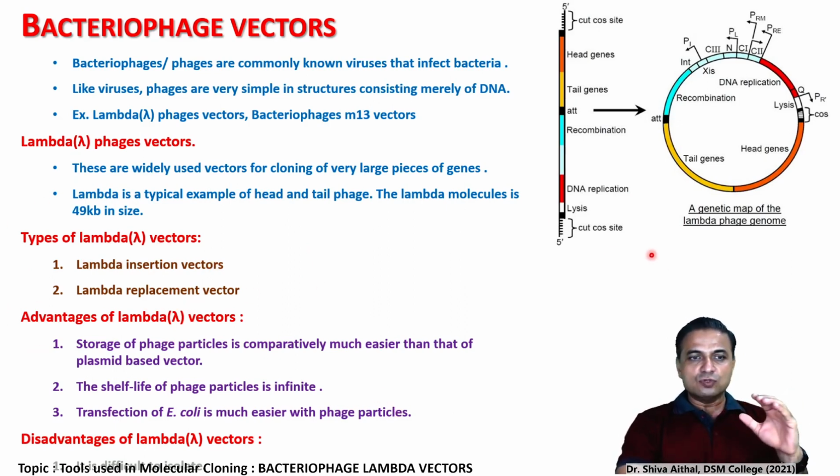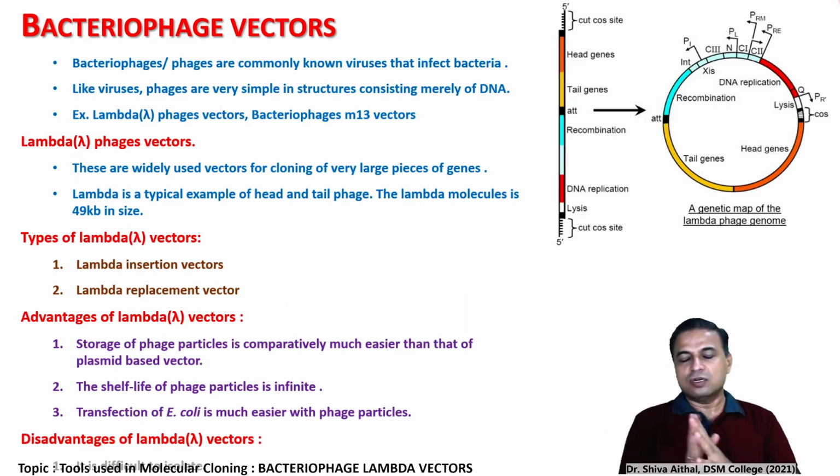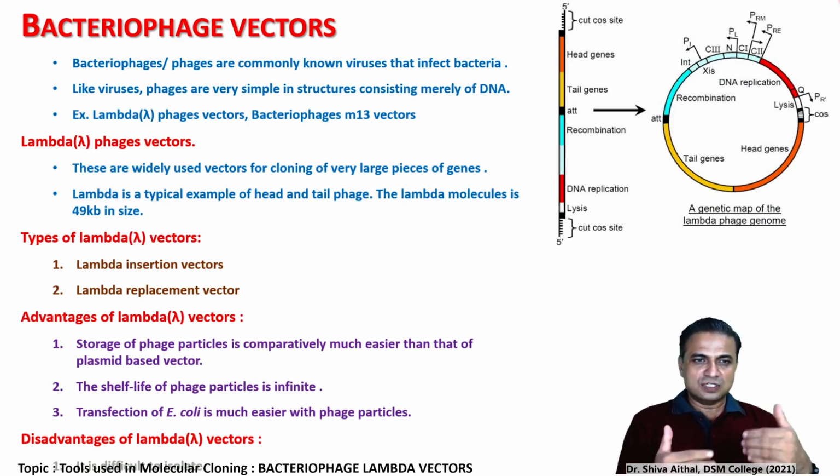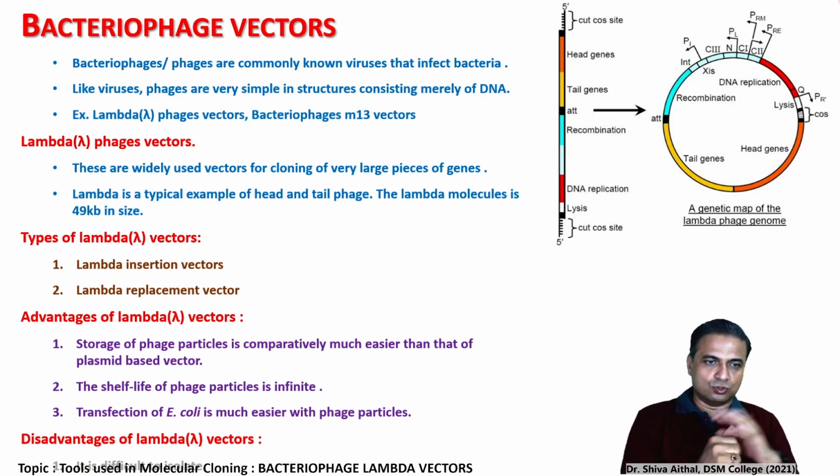The advantage of using lambda vectors as a tool for carrying your gene of interest is that the storage of phage particles is comparatively very easy as compared to plasmid based vectors. The storage of phage particles means you can store it on nutrient agar plates in the form of plaques. You can store it in liquid cultures using Escherichia coli or the bacterium as a host, and so on and so forth. It's easy to maintain these phages by supplying the host. The shelf life of these phage particles is infinite.